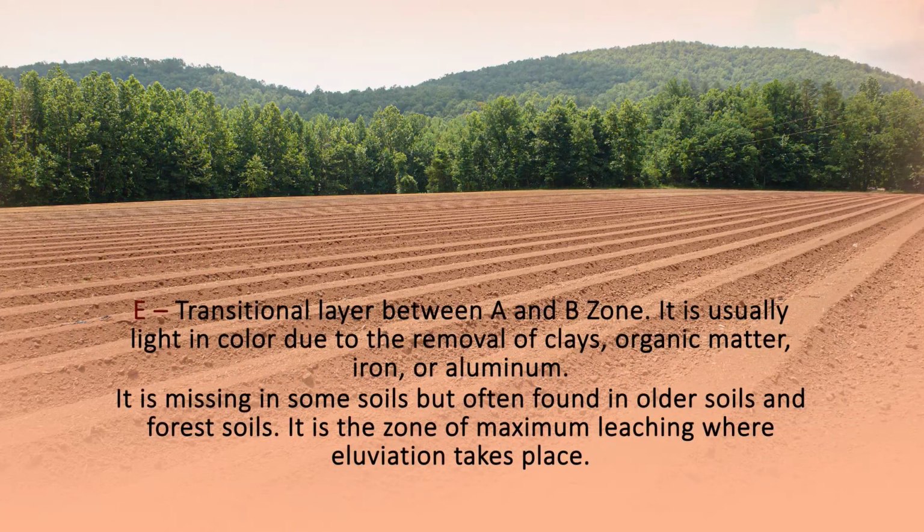Now, below this A layer, there is an E layer, and the E layer is the transitional zone between layer A and layer B. What happens in the E layer is that when there is excess rainfall, the minerals move downward. So this transitional layer actually contains those minerals which have been removed from the topmost layer and are going into the B layer. This layer is usually light in color because of the removal of clays, organic matter, iron, aluminium, etc. In some soils, this layer is altogether missing, but generally in the older soils and forest soils, this E layer is very prominent. It is a zone of maximum leaching where alluviation takes place, and by alluviation we mean the translocation of the minerals from one layer to another.